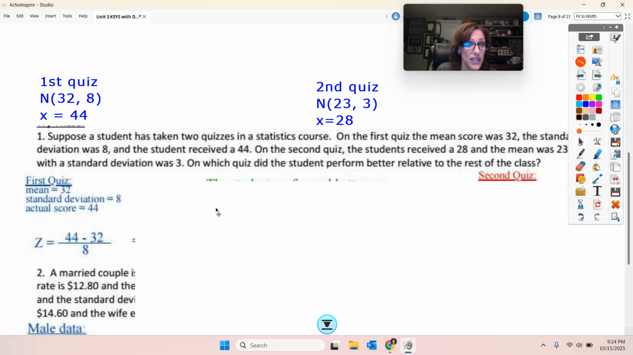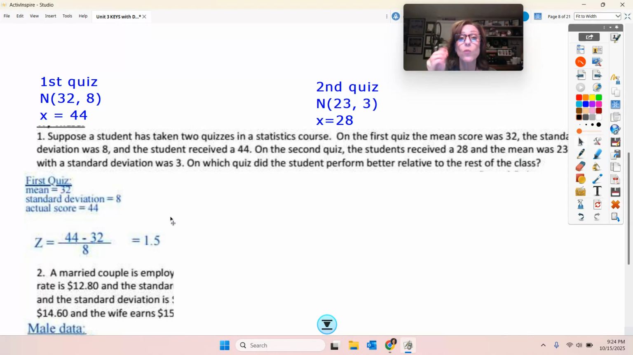So that z-score is going to be, here's my x of 44, x minus the mean over the standard deviation. So the z-score for the first quiz was a 1.5. So the student was 1.5 standard deviations above the average on that quiz. That's what that means. The student was 1.5 standard deviations above his or her peers on that quiz.